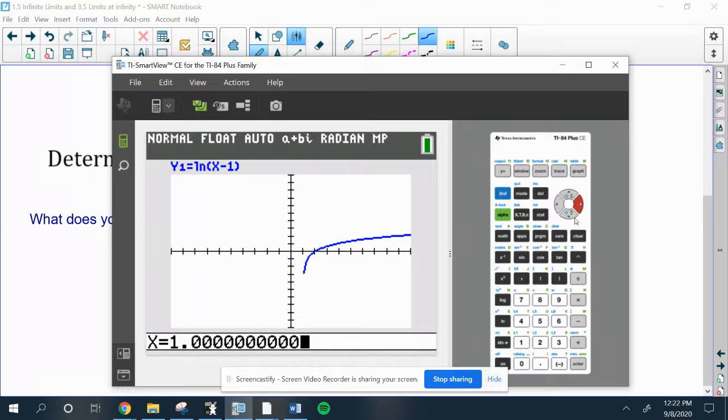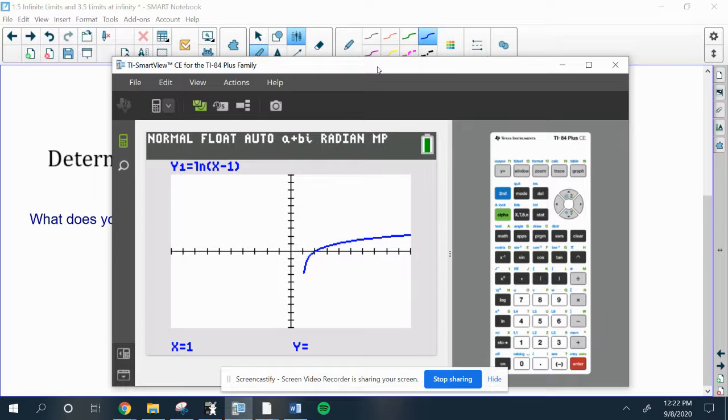Okay, so 1.000000. That's very close to 1 on the right. And now it doesn't even come up with an answer. So you can see what's going on. The limit is actually decreasing without bound. I think because it's so far off the screen, it will be going to negative infinity.